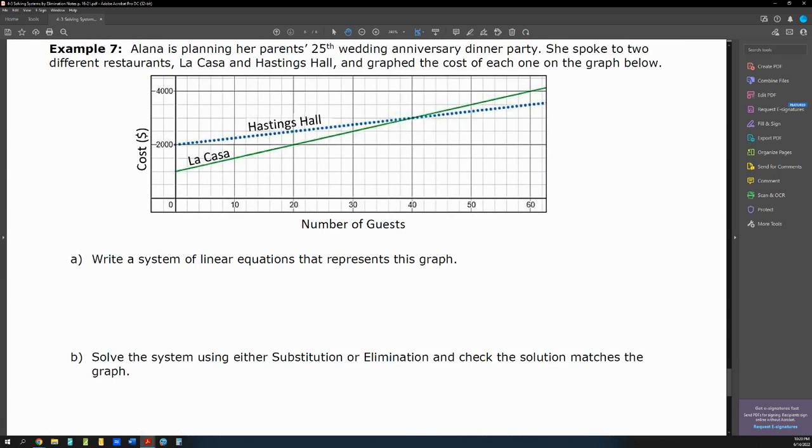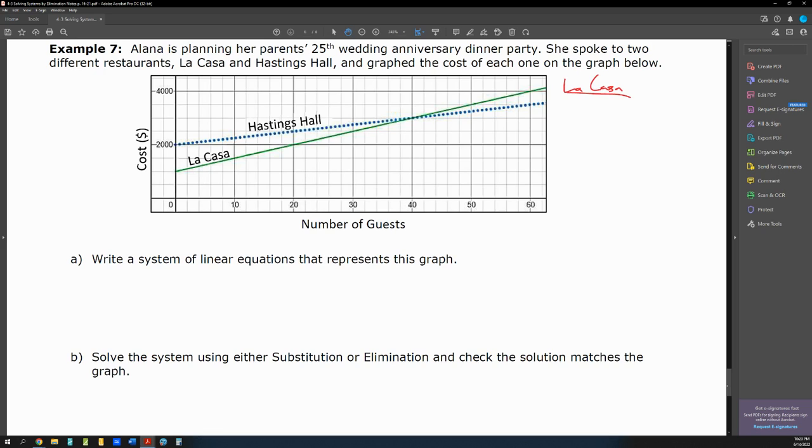So this is a modeling example. Alana is planning her parents' 25th wedding anniversary dinner party. She spoke to 2 different restaurants, La Casa and Hastings Hall, and graphed the cost of each of them on the graph below. A. Write a system of linear equations that represents this graph. So in order to write a system, we need to come up with the equations. Let's start with La Casa.